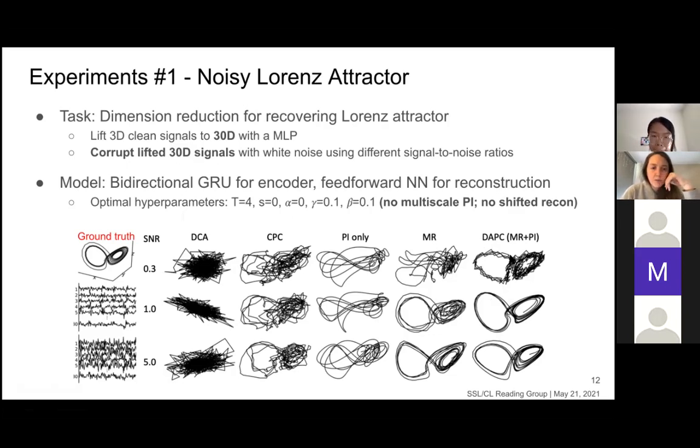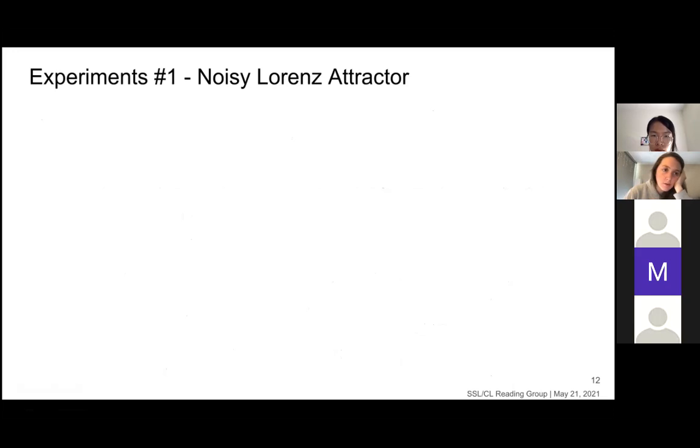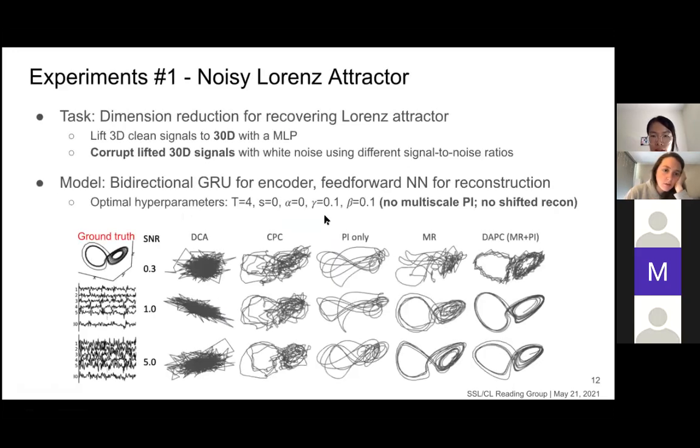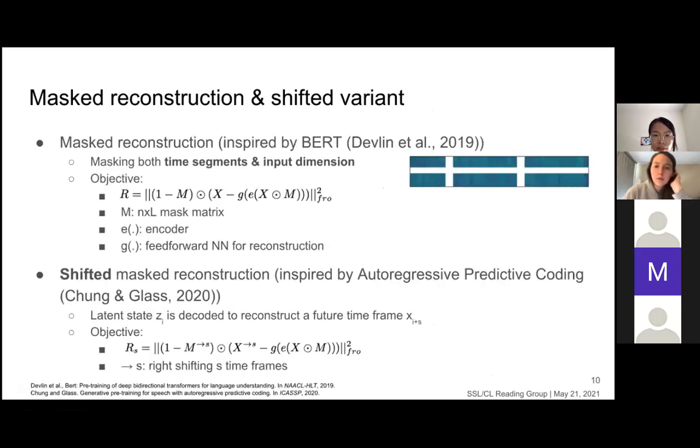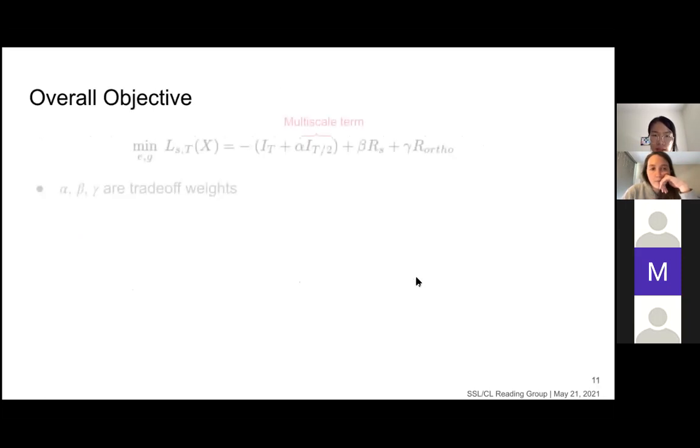Right. Looking at the optimal hyperparameters, can you remind me what S and alpha are? Okay, so this S equals 0 basically means there's no shifted mask. The mask reconstruction is not shifted to any future time frame. So it's predicting the current time frame? Yeah, in this experiment.